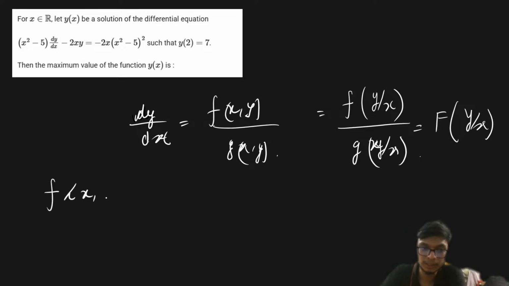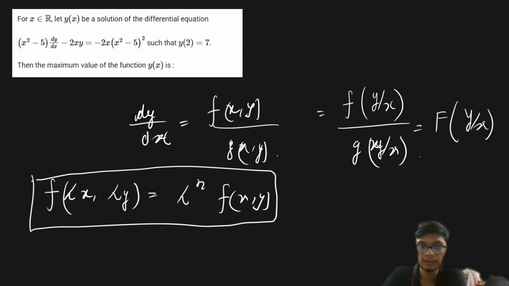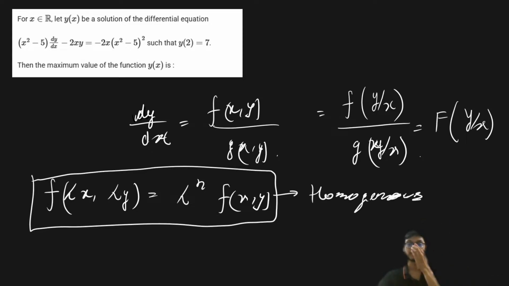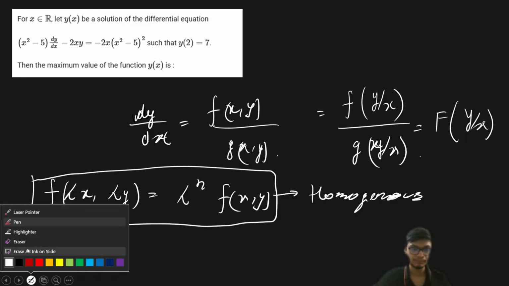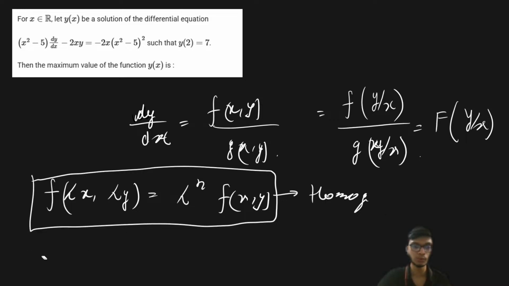That is, if I put in place of x as lambda x and in place of y as lambda y, then it should come out as lambda to the power n f of x comma y for a particular form to be a homogeneous form. This is called homogeneous. This should come out for a function to be homogeneous. Okay, is this part clear? So whenever we have a homogeneous form, this should satisfy.